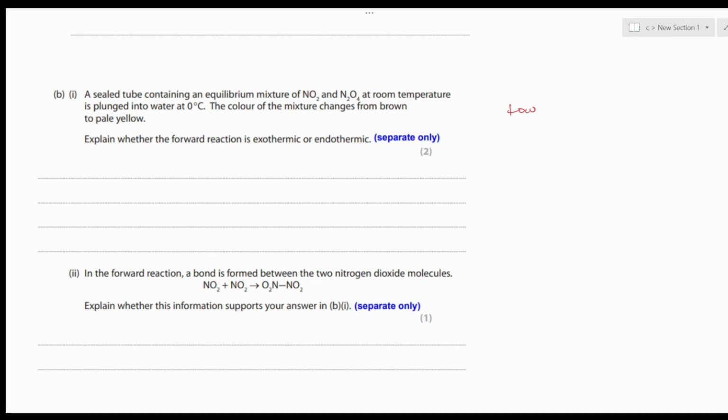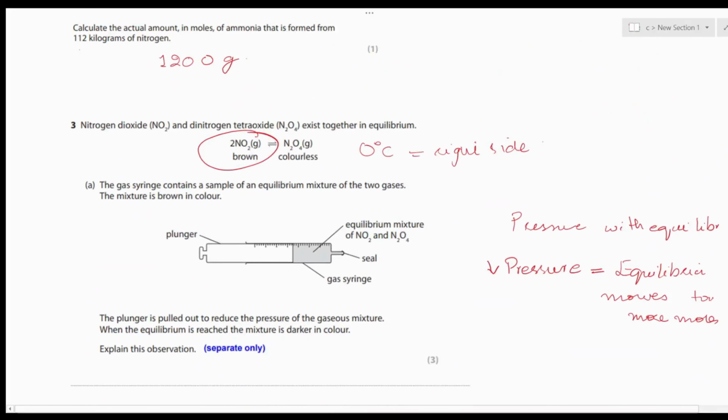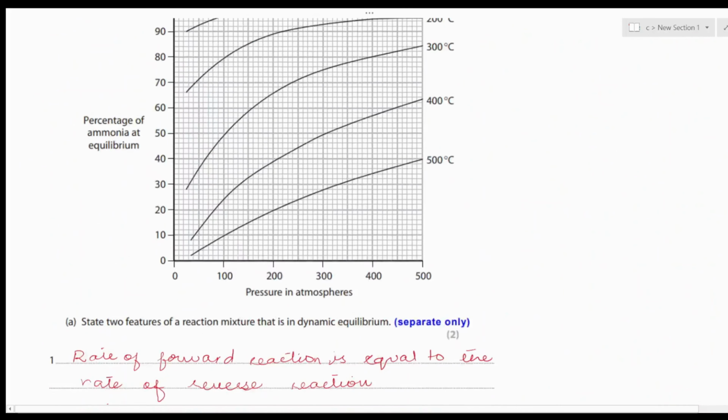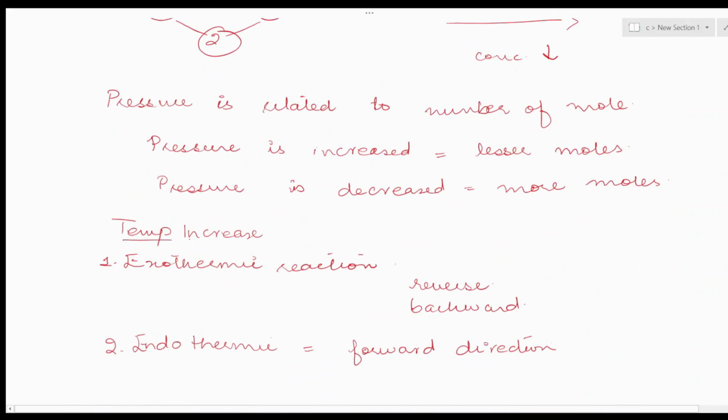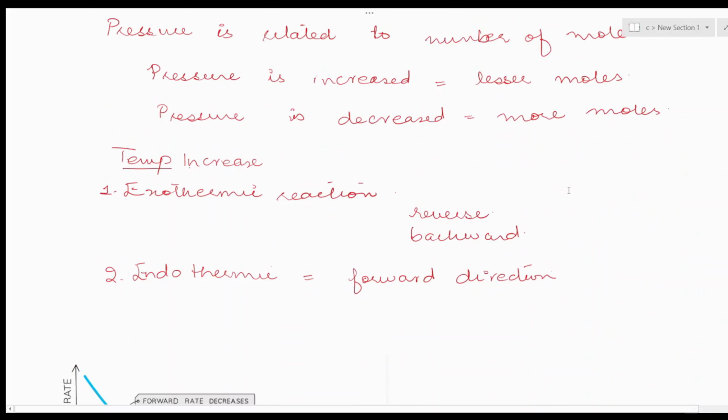Since it's incorrect, let's go back to the main concept. Where is that part? Temperature. Read it. When the temperature increases, the endothermic would move in the forward direction. So here is a decrease in temperature. The temperature is 0 degrees Celsius. So yes, the reaction would move in the forward direction.